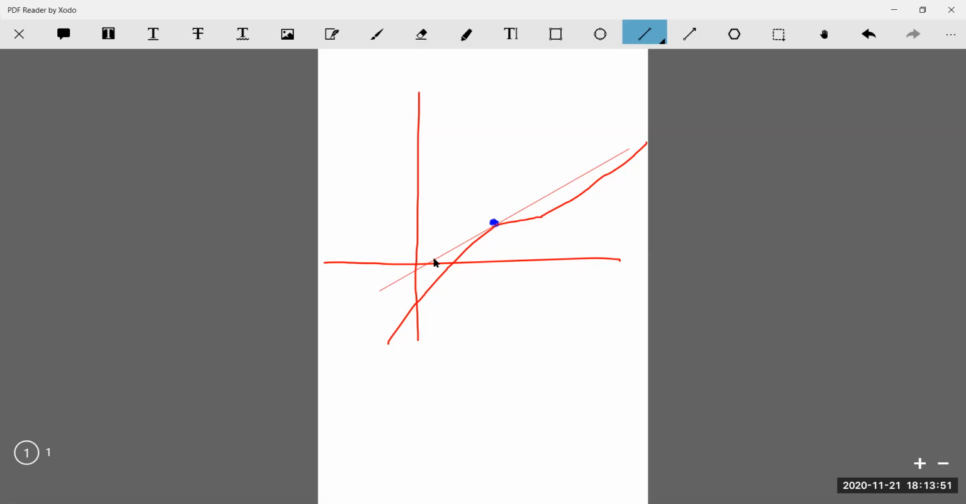Now, what is a tangent? What's a tangent to a curve? Tangent line to a curve. No, not a formula. Just define what a tangent line is.